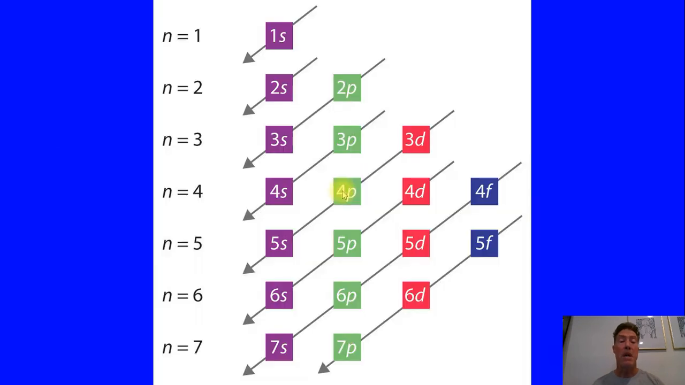So doing this, we can build up the entire periodic table. So 1s², 2s², 2p⁶, 3s², 3p⁶, 4s², 3d¹⁰, 4p⁶, 5s², and so on.